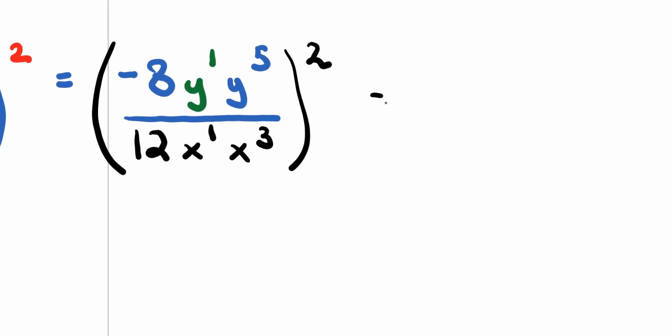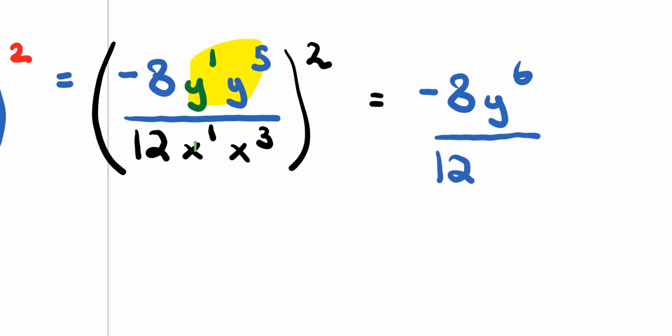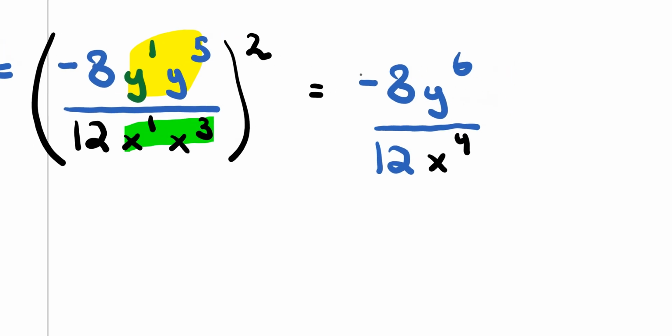Okay, let's keep on going here. So if I combine these two y variables here, that's going to be, well, we have a negative 8 there, and then I have y to the power of 6, so 1 plus 5 is 6, all divided by 12. And then if I combine the x's there, 1 plus 3 is x to the 4. Okay. All right, so I cleaned up the inside as much as possible, and then I have this outside 2, right? So this outside 2 is still hanging around.